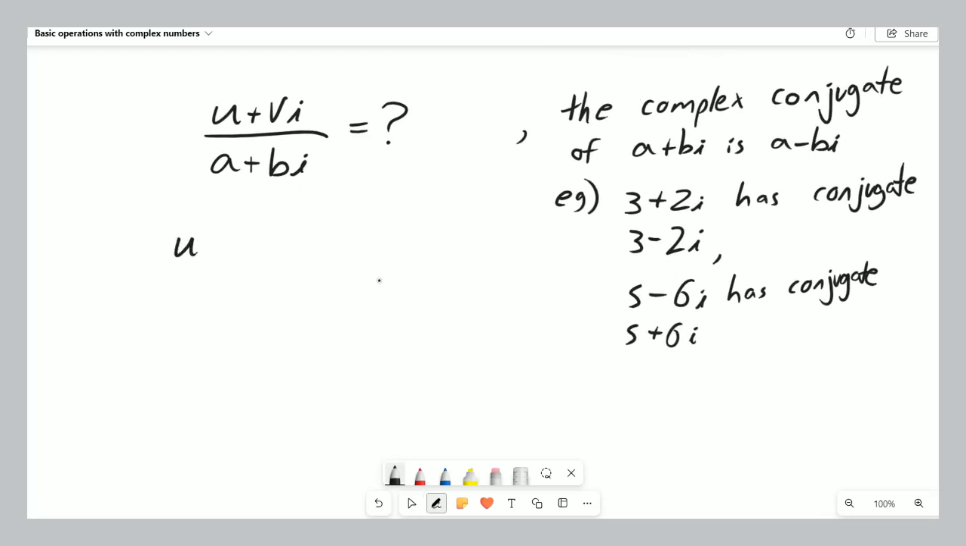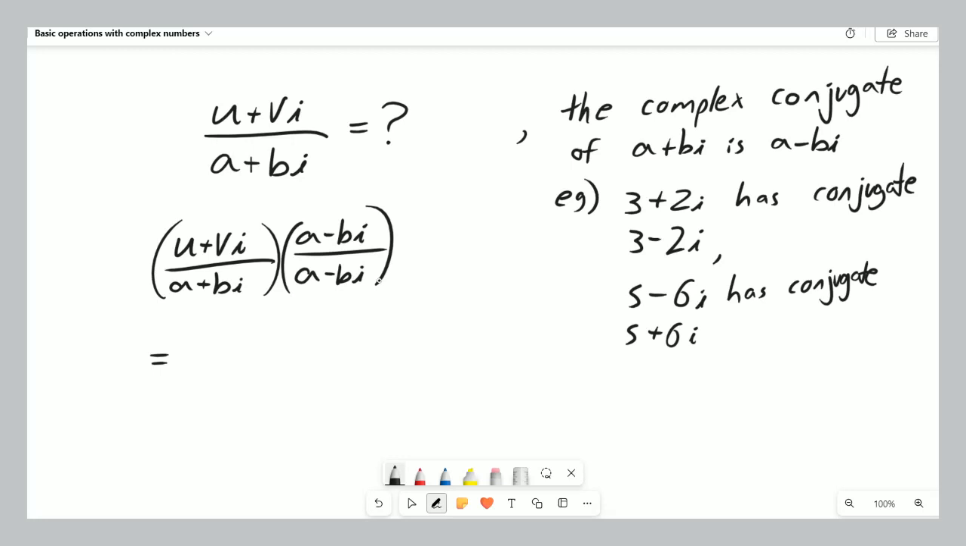We're going to take u plus vi over a plus bi, and we're going to multiply that by the complex conjugate of the denominator, a minus bi divided by a minus bi. Now here's what the result is. So we multiply the tops the way we would multiply complex numbers.